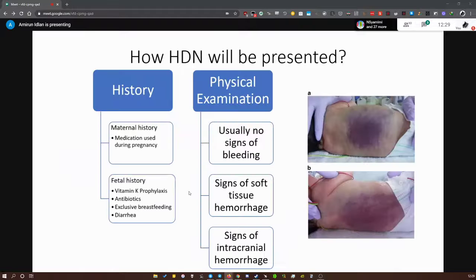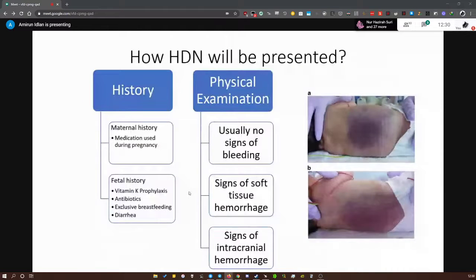So for the clinical features, the history is very important. From the maternal history, you should confirm what medication was used during the pregnancy, if there was any warfarin usage, or antibiotics, and also anticonvulsants. And then for the fetal history, you must ask if the baby had vitamin K prophylaxis at birth, because if not, they will be predisposed to vitamin K deficiency bleeding. Also ask about any antibiotics, exclusive breastfeeding, and also diarrhea. Diarrhea because of malabsorption of vitamin K.